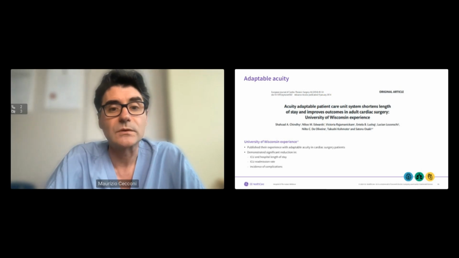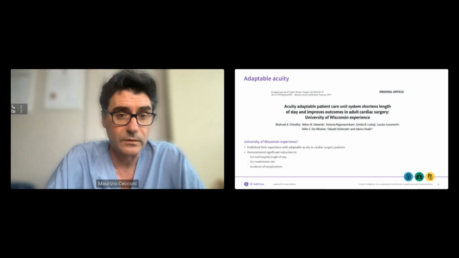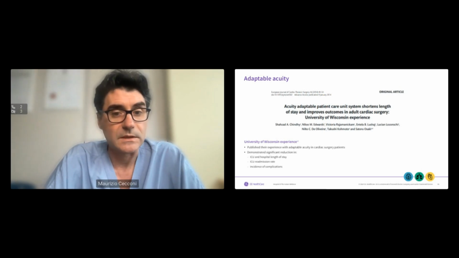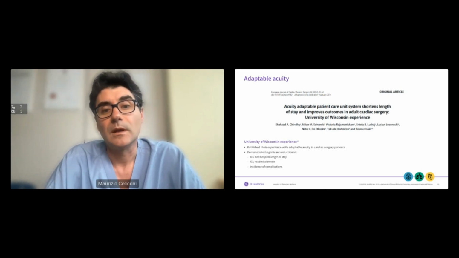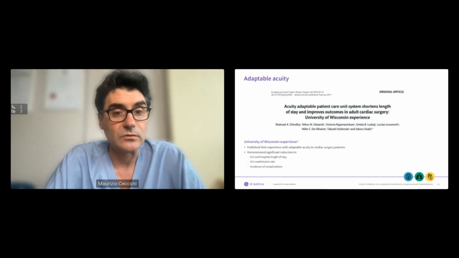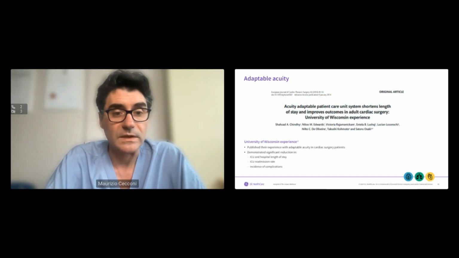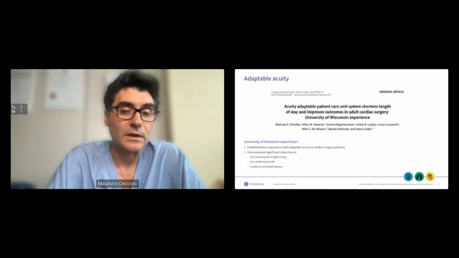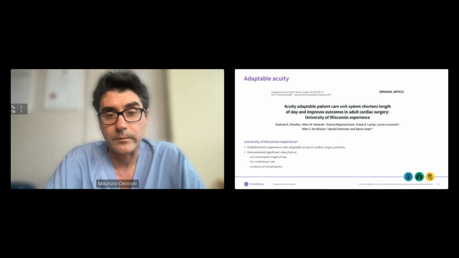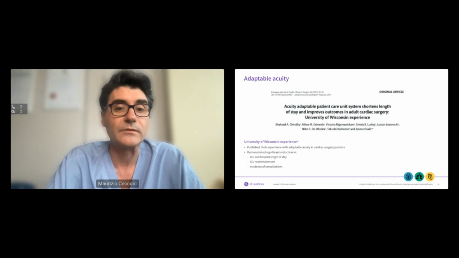This is, however, also an interesting paper that was published before COVID from the University of Wisconsin, where they used an adaptable acuity technology to see if, in cardiac surgery patients, they were able to see differences in outcomes. And they saw that, for instance, they had fewer complications, less ICU length of stay, even fewer readmissions to the intensive care. What are the reasons for it? Difficult to say. These are pre-post studies, so quality improvement. So it's always difficult to completely understand the difference between an association and a causality there.